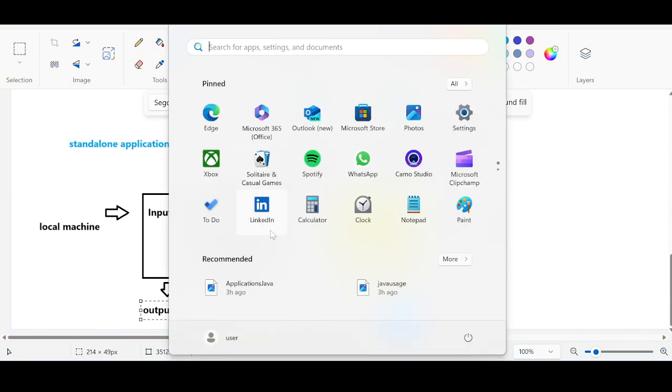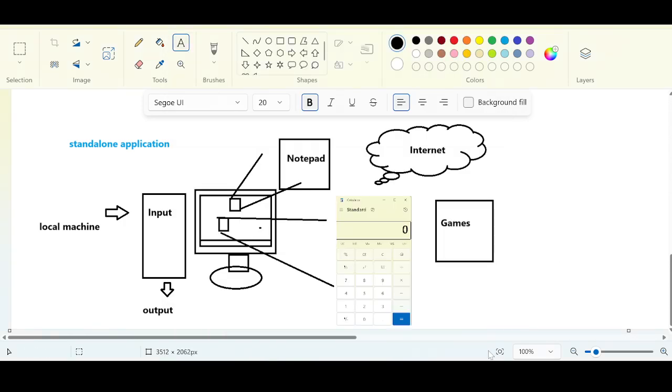If you see here, I cannot say WhatsApp is standalone, and this notepad, paint, clock, alarm clock, calculator, to-do list, you are able to see. LinkedIn requires an internet connection, so it is not completely standalone. Sometimes it works without internet. Sometimes you have Google Drive, which works without internet. Sometimes it is standalone. But majorly, these are the standalone applications where you can operate without any internet connection. Okay, are we clear? Yes, no?